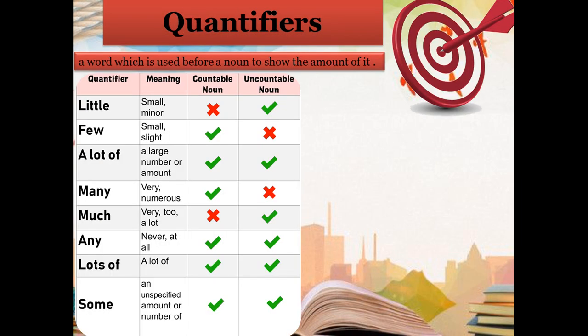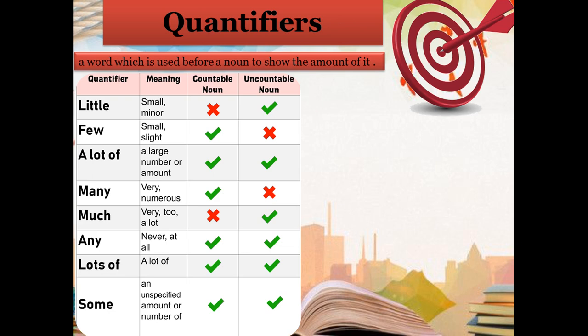And now, let's move to the main part and the title of the grammar for today, which is quantifiers. After revising the countable and uncountable words, and we can define them easily, we need to use quantifiers before them. What do I mean by quantifiers? They are the words which are used before a noun to show the amount of it, like the words little, few, a lot of, many, much, any, lots of, and some.